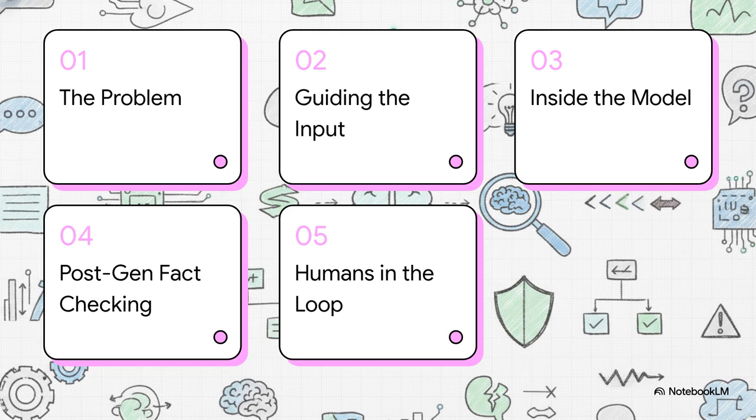First, 1, the AI hallucination problem. Then, 2, prompting and guiding the input. Next, 3, inside the model's brain, followed by 4, post-generation fact-checking. And finally, 5, keeping humans in the loop.